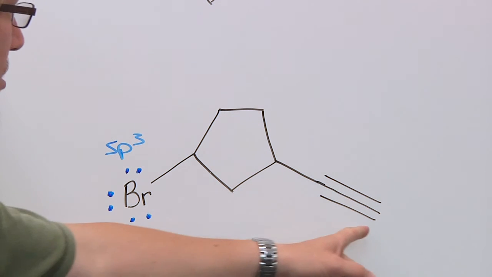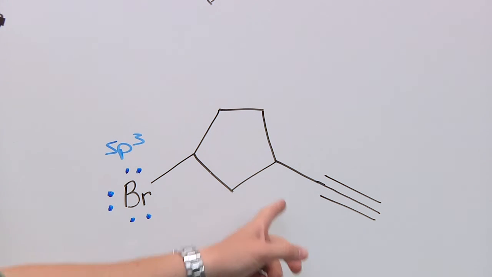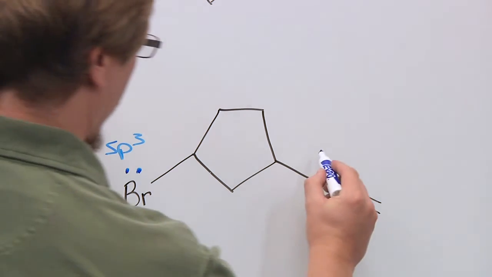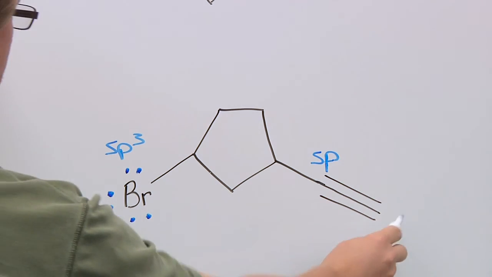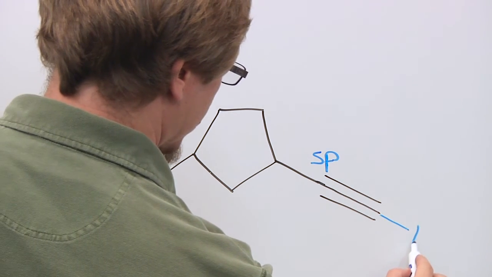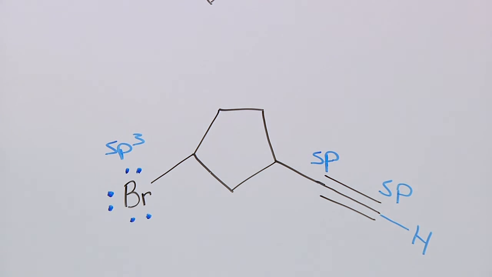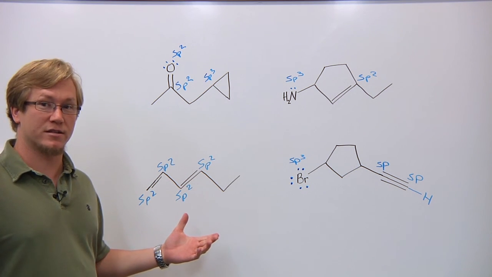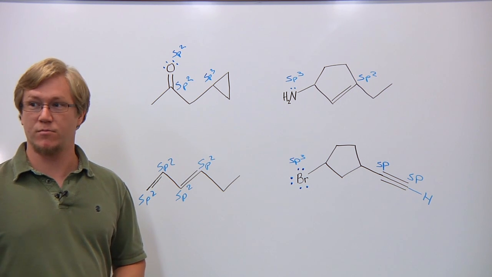Well, there are only 2 carbons bonded to this carbon here. We have 2 sigma bonds, but now we have 2 pi bonds. With 2 sigma bonds and 2 pi bonds, that tells us that we are sp hybridized. And this carbon here, remember, is going to be bonded to a hydrogen, so it will also be sp hybridized. Now, I want you to take the principles that we've talked about here with all of these molecules and apply them to the rest of the molecules on your worksheet.